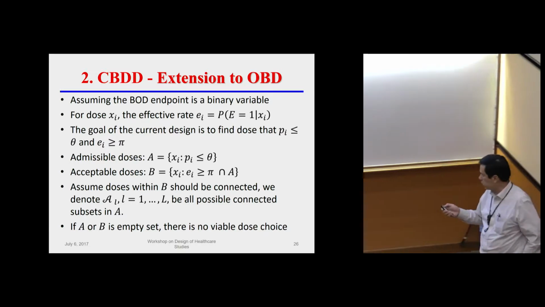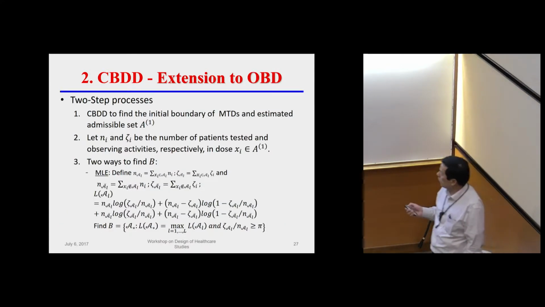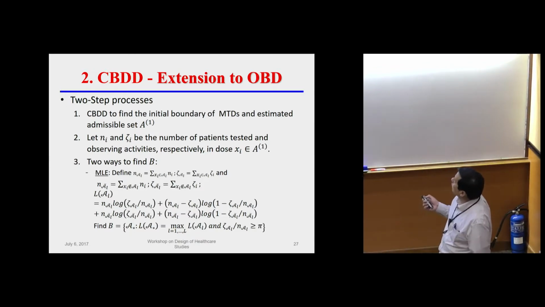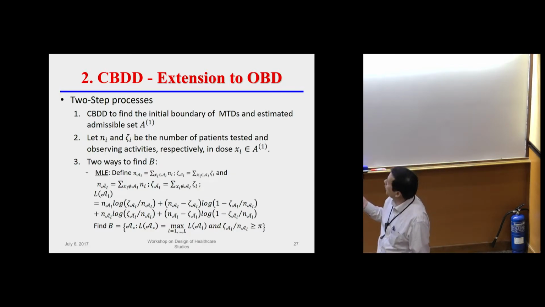If there are any B possible, most likely there may not be enough B there. So first of all, we find A, and then we say, okay, here's the number of patients, and here's the number of patients tested with some kind of activity. So we assume it's a binomial distribution. That's how we search for B here.